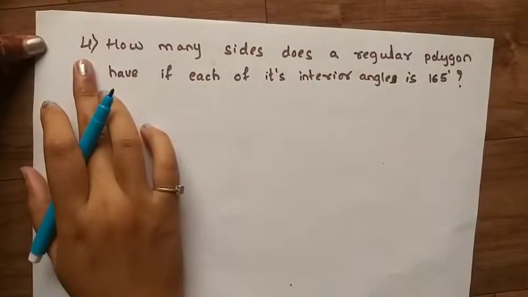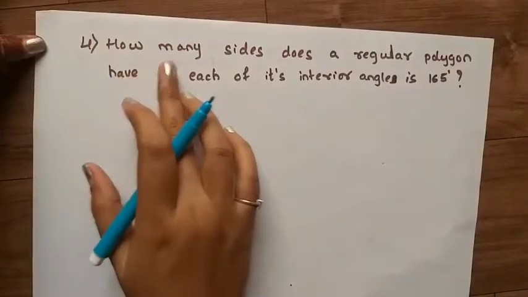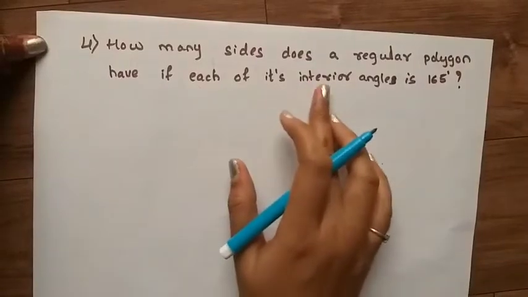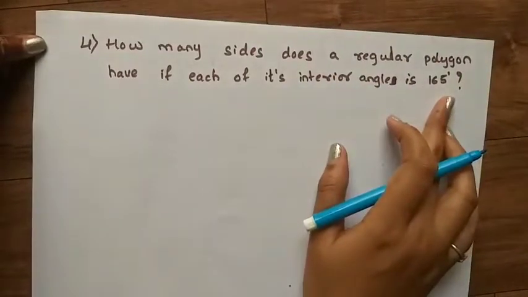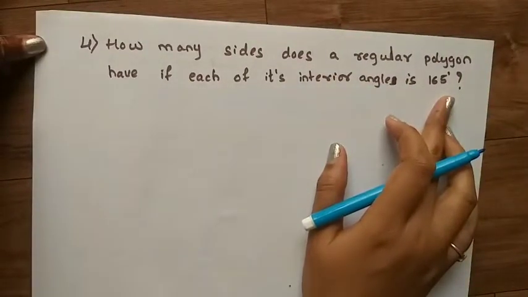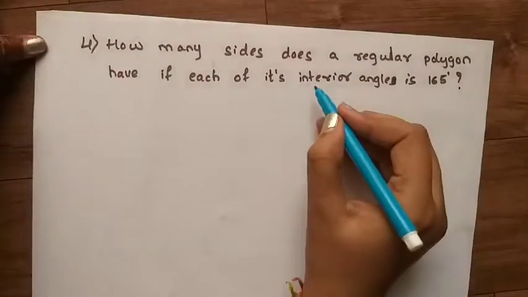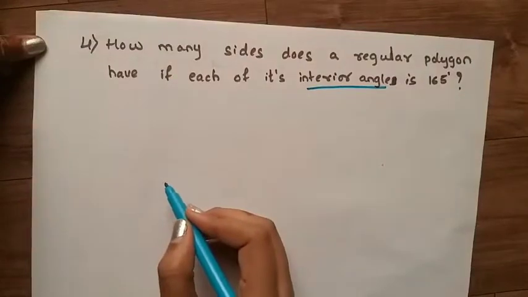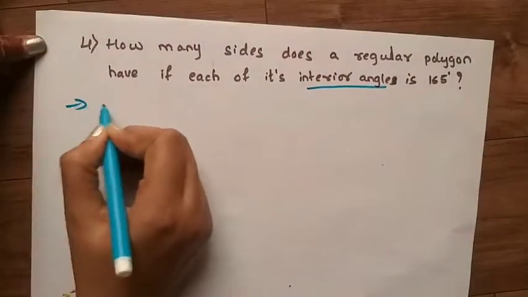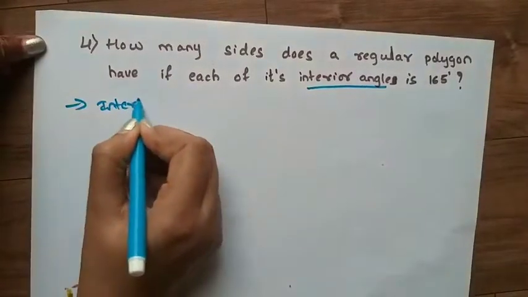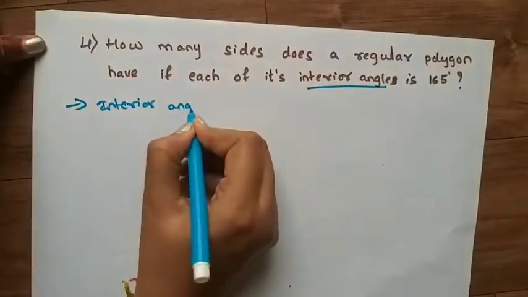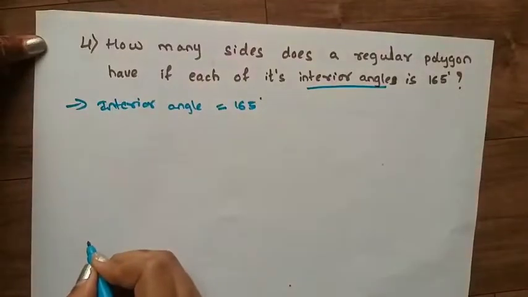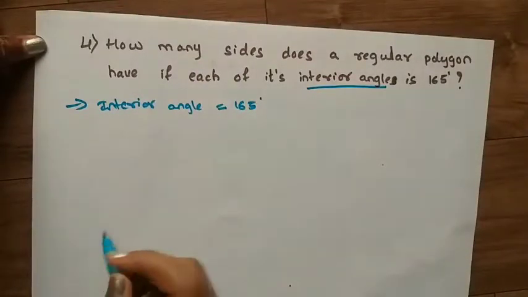So in this question, this is the fourth question. How many sides does a regular polygon have if each of its interior angles is 165 degrees? In the previous question, the third question, they gave an exterior angle, but in the fourth question they gave an interior angle. So what is given here? Interior angle is equal to 165 degrees.